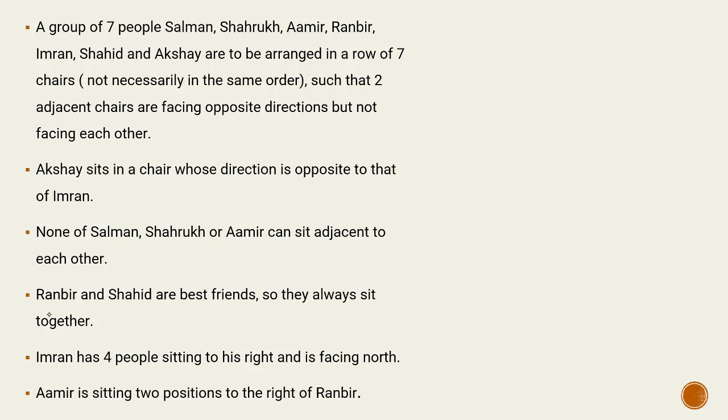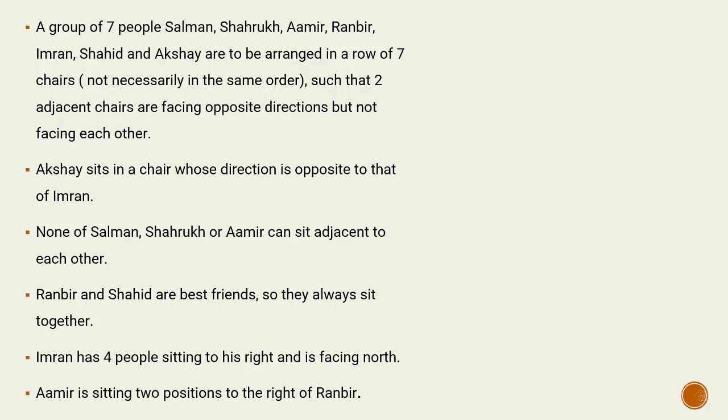And when we read the complete data, we see that in point number 4, Imran has 4 people sitting to his right and is facing north. So if his direction is north, that means in the sitting arrangement people are either facing north or facing south, and in this way we achieve our objective that people on adjacent chairs are facing opposite directions but not facing each other. So let's see what is the definite data here and what is the comparative data here.